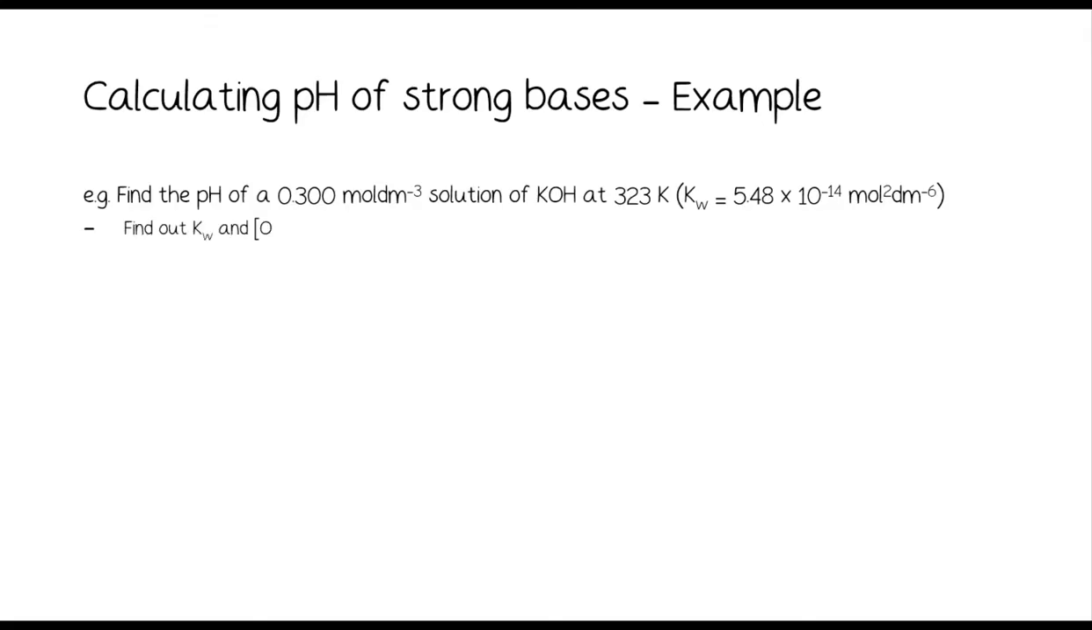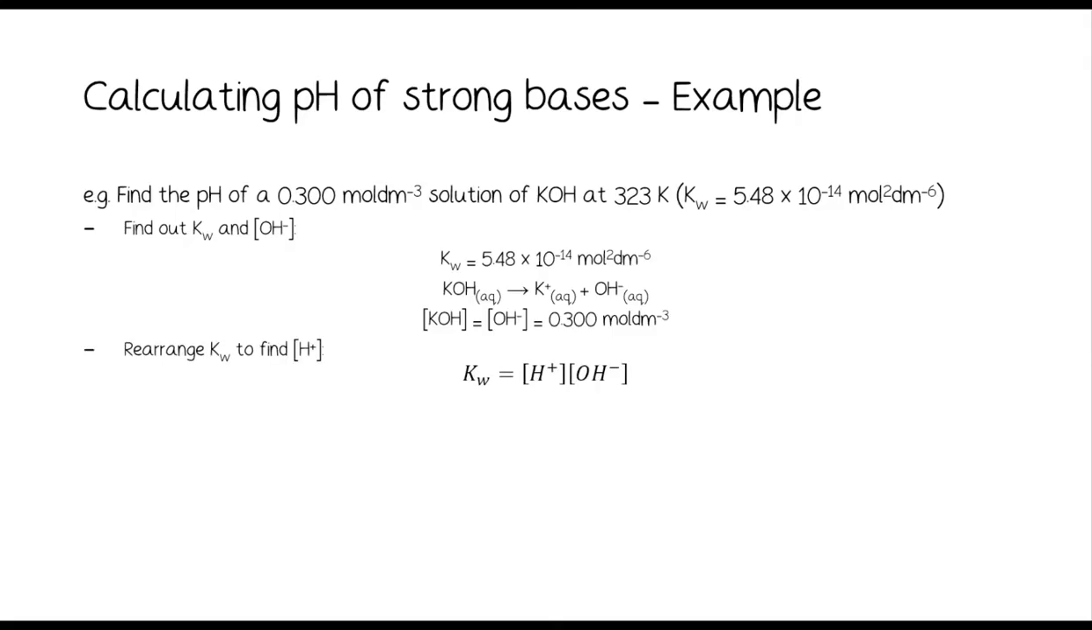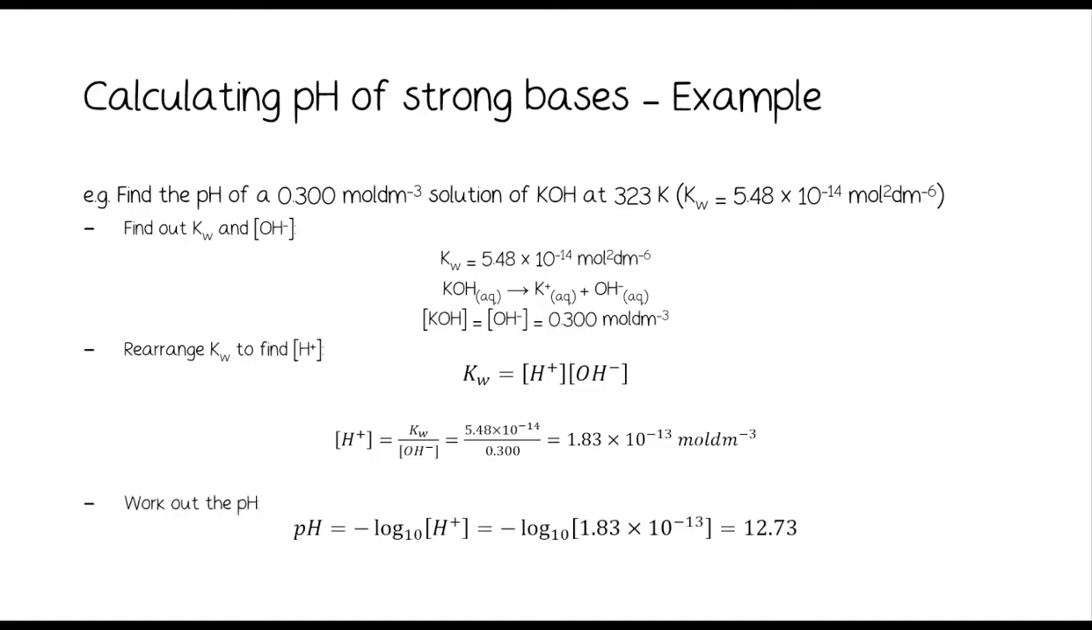So I'll let you guys try this question and then I'll show you the solution after. Okay, so remember, always find out what Kw and OH minus are. They've given us Kw, it is 5.48 times 10 to the minus 14. We could work out OH minus by writing out the equation. You can see there's a 1-to-1 ratio between KOH and OH minus, so the concentration of KOH equals the concentration of OH minus, which gives you 0.3. We know that Kw equals H plus's concentration times OH minus's concentration, and rearranging that and putting the numbers in gives us a value of 1.83 times 10 to the minus 13 moles per decimeter cubed. Next, you work out the pH by sticking it into the equation and you should get an answer of 12.73.